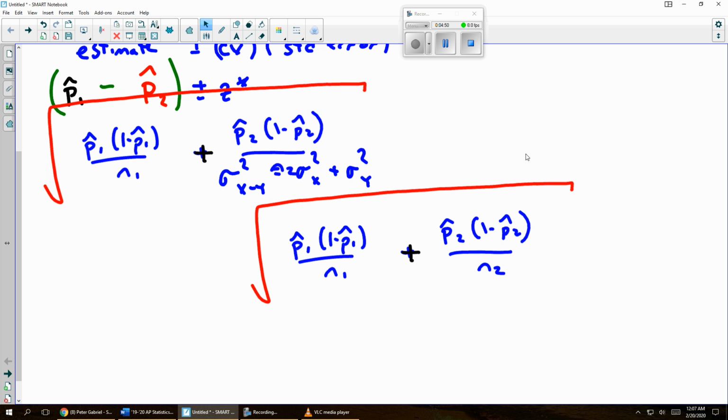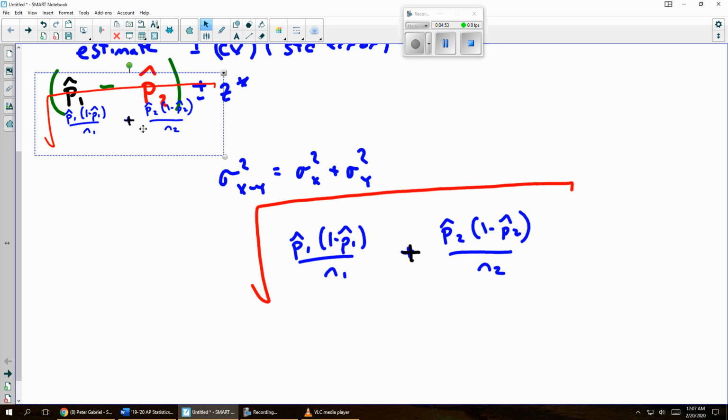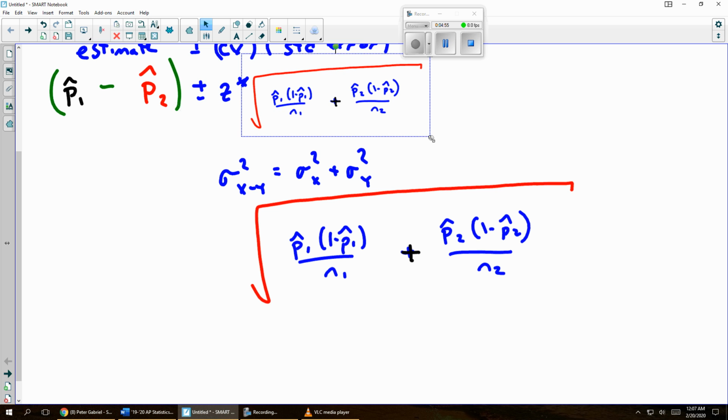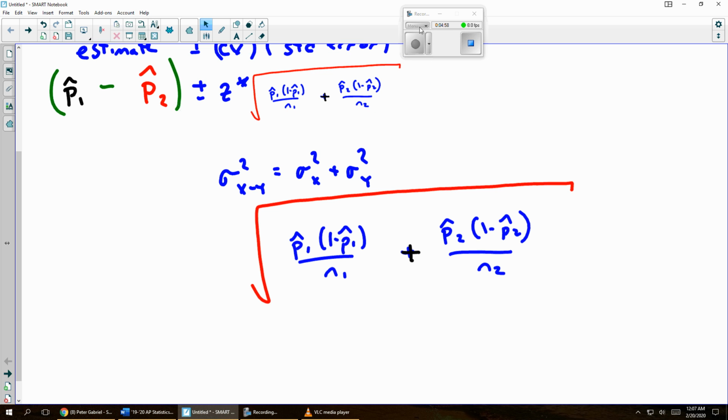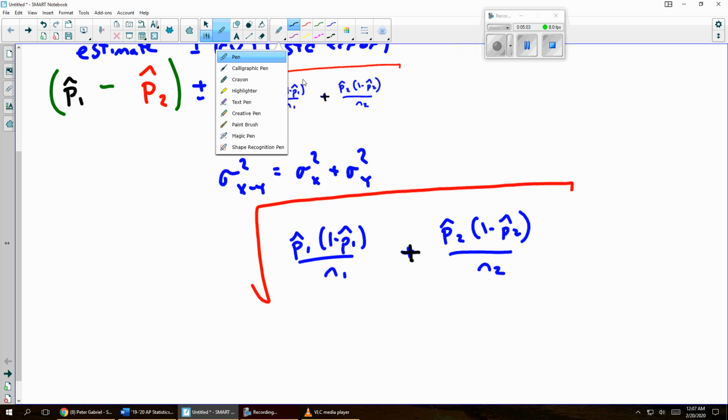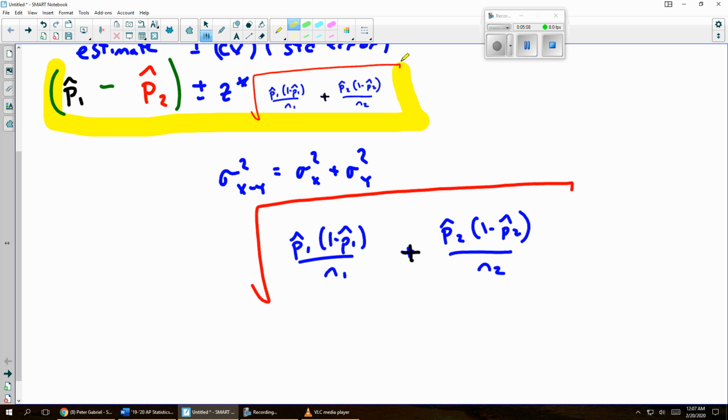So that actually is what goes right there in the formula. So this part that I'm going to highlight is the formula for the confidence interval for the difference in two proportions. P hat 1 minus p hat 2 plus or minus the critical value, z star, times the square root of p hat 1 times 1 minus p hat 1 over n1 plus p hat 2 times 1 minus p hat 2 over n2. This formula will work.